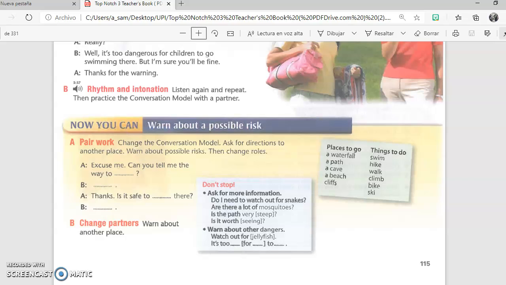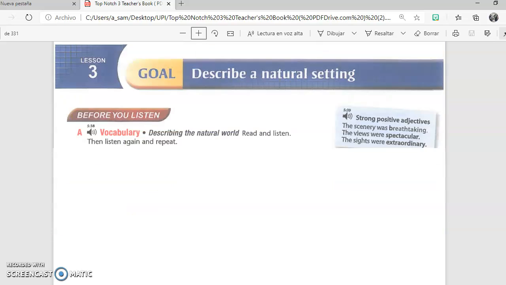Also, then you have another vocabulary. You have asked for more information. Do I need to watch out for snakes? Are there a lot of mosquitoes? Is the path very steep? Is it worth seeing? Watch out for. So there you have it.